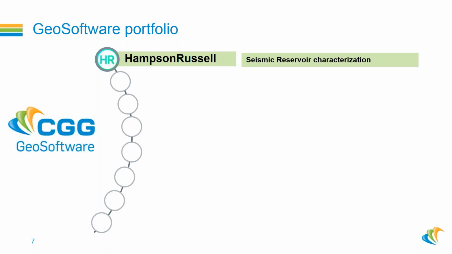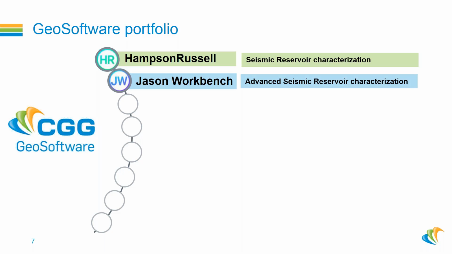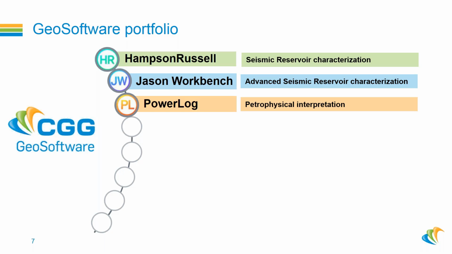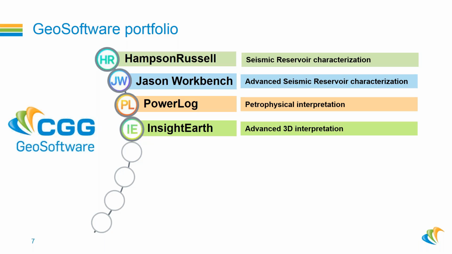Just a brief about the GeoSoftware portfolio. Within GeoSoftware, we develop different tools, starting from HampsonRussell. As you may know, it's very famous software, used for seismic reservoir characterization. Jason Workbench is another one, for advanced seismic reservoir characterization. We have PowerLog if you want to do basic and advanced petrophysical analysis in an intuitive environment. Inside Earth is for interpreting faults, fractures, paleostratigraphy, and salts in a quick and precise way on post-stack seismic data, stacked volumes, or inversion results, for example.